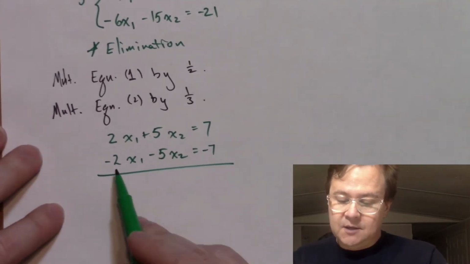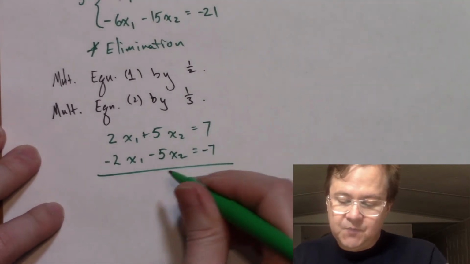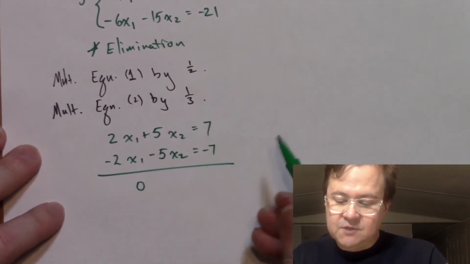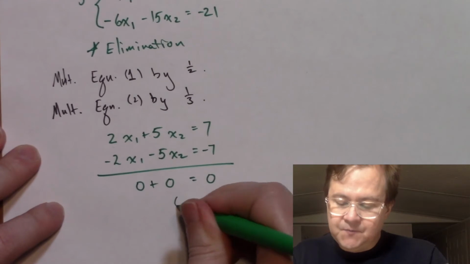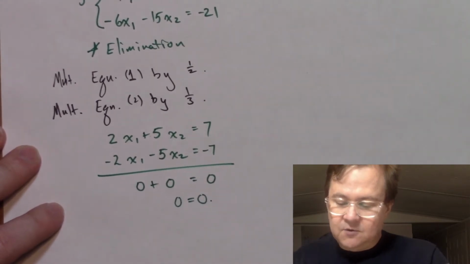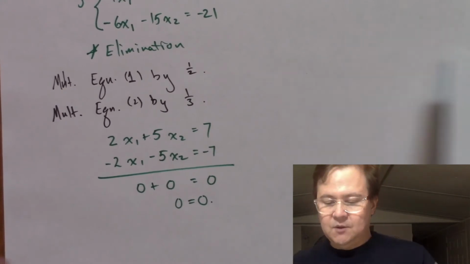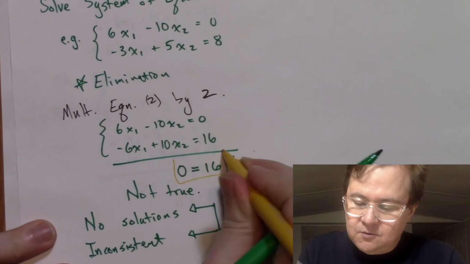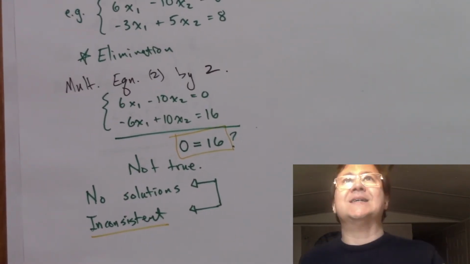So that means that since 2 plus negative 2 is 0, I end up with 0 x1. Since 5 plus negative 5 equals 0, I get 0 x2. And 7 plus negative 7 is 0. And of course, 0 does indeed equal 0. A moment ago we saw an example where we got to this point. We got a contradiction, and so therefore we said the system was inconsistent.